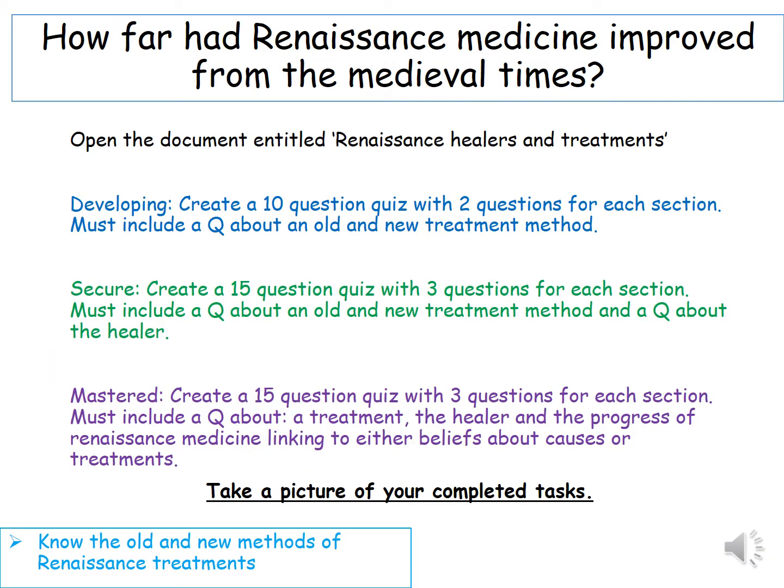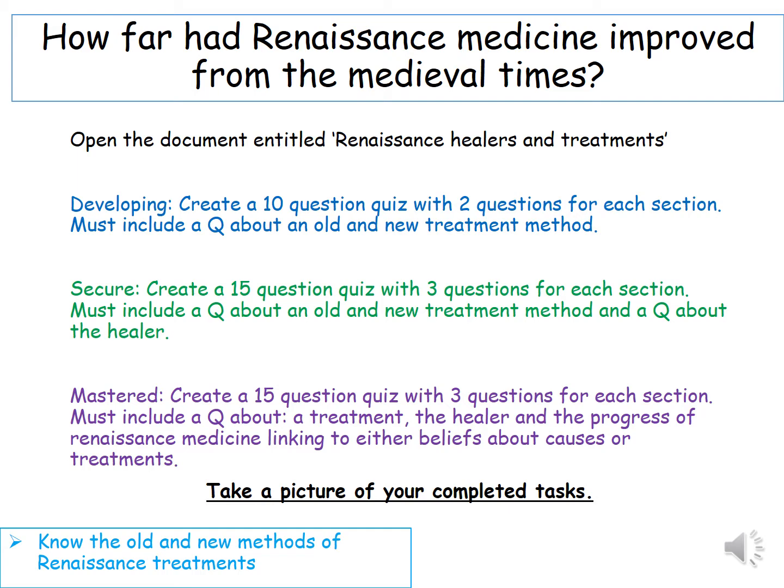So the first task is to know the old and new methods of the Renaissance. So the first thing you're going to do is open the document entitled Renaissance Healers and Treatments. And developing students, I would like you to create a 10-question quiz. There are 5 sections, so you need to have 2 questions for each section. 1 question must be on the old methods and the old treatments that have been used, so methods that have been used in the medieval time period, and 1 question should be about a new treatment that healer is now using. Secure students, you are to create 15 quiz questions instead.